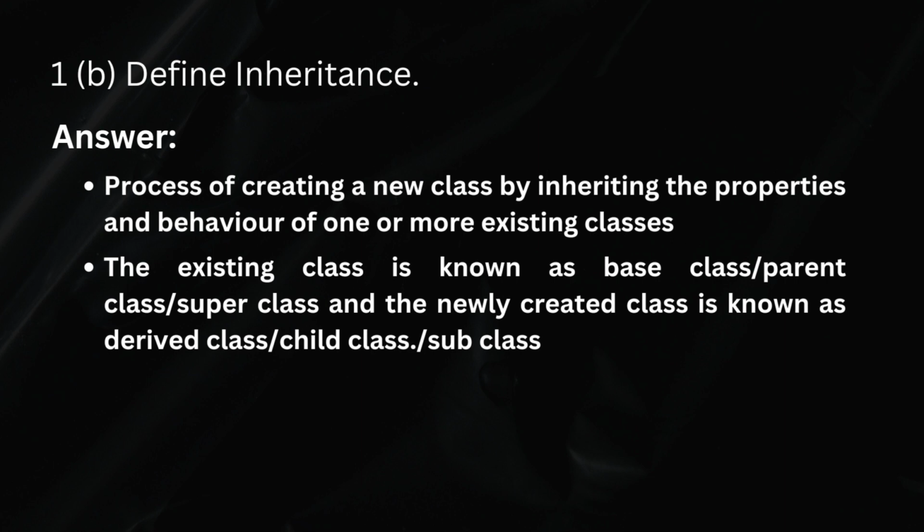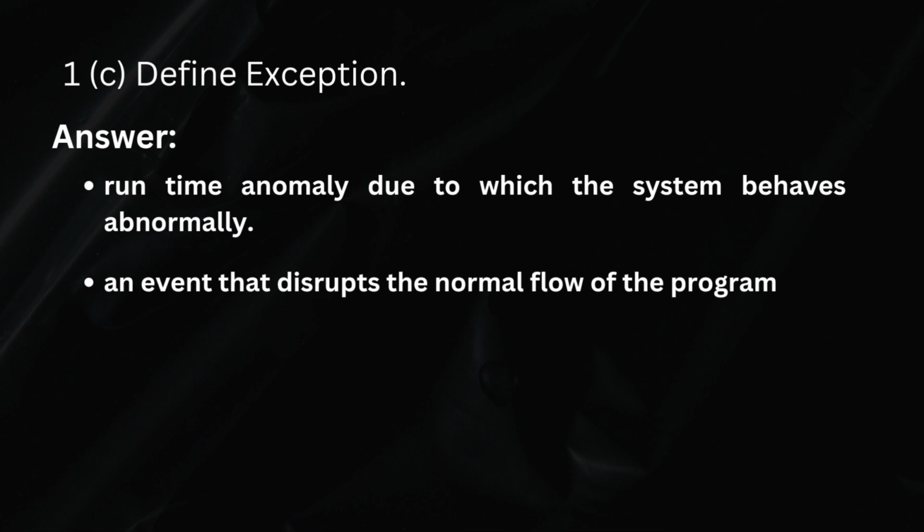Next we'll move to question number 1, bit C. Here we have to define exception. An exception, in simple meaning, is a runtime anomaly due to which the system behaves abnormally. The different abnormal behaviors are, for example, it will switch off automatically, or it will restart. So it is an event that disturbs the normal flow of the program.